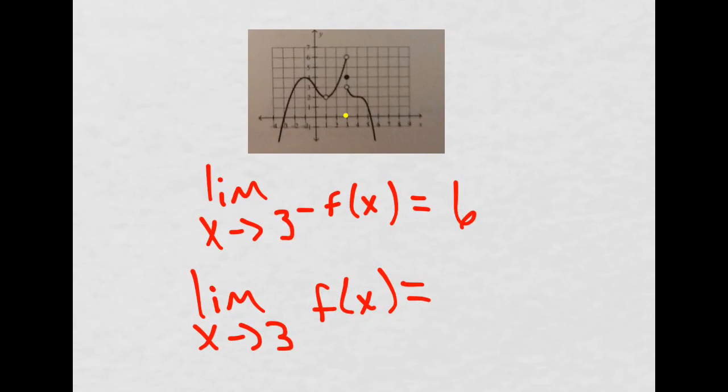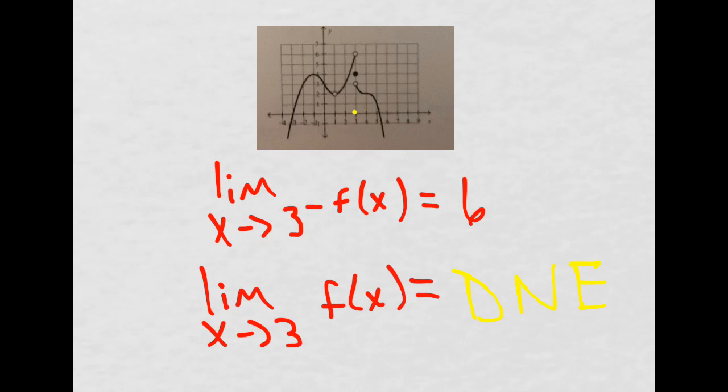Since it doesn't say from the left or the right, I've got to check both sides. So as I come from the left, my limit goes to -6, and as I go from the right, it goes to 3. So does this limit exist? No. The left and the right limits have to be the same, or it doesn't exist. So if I come from the left, and then I come from the right, and those places don't meet at the same point, then it doesn't exist.